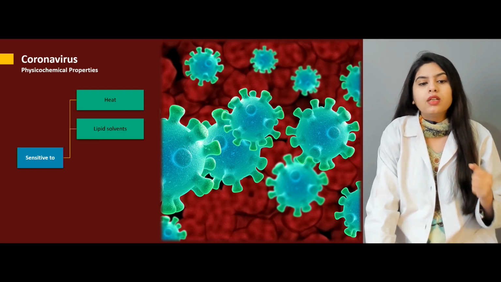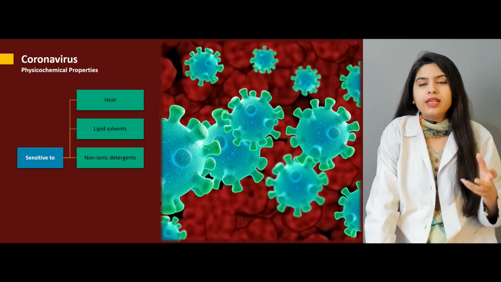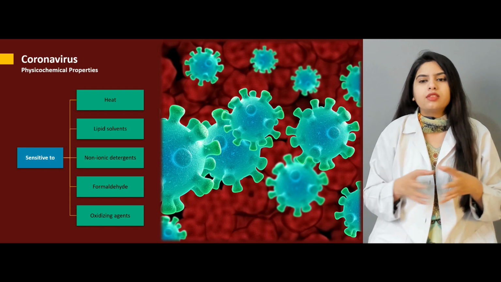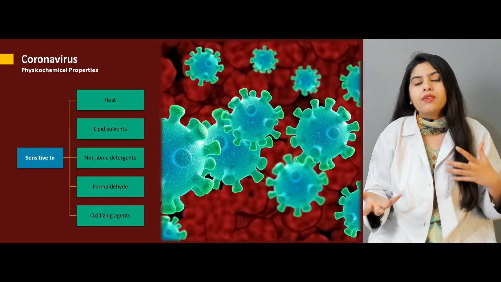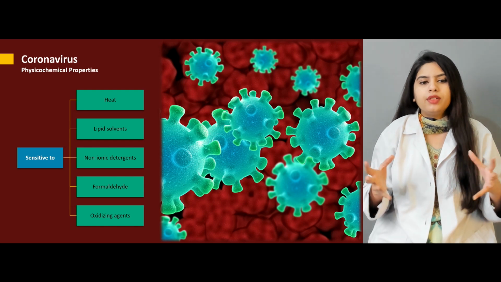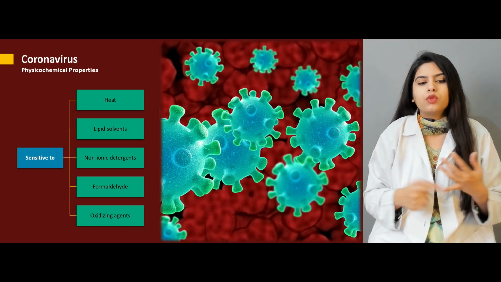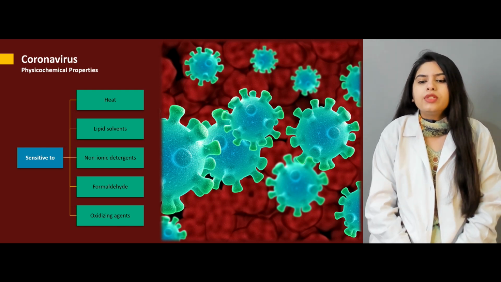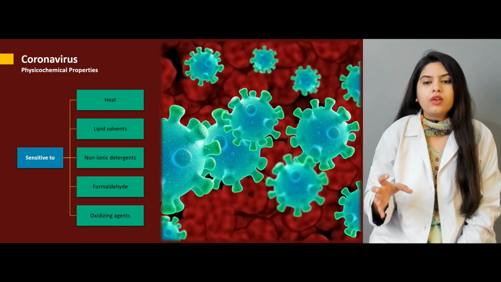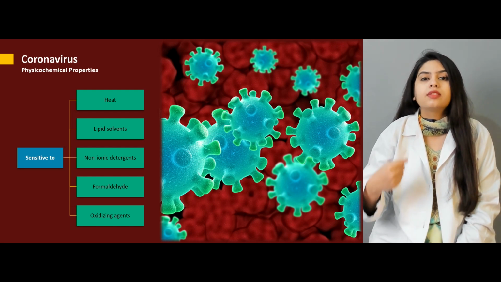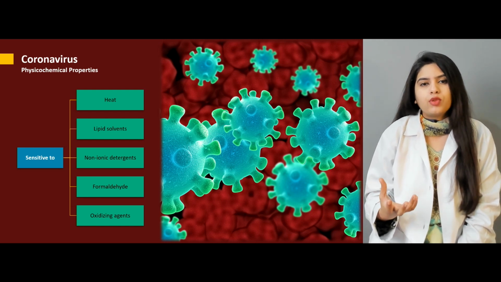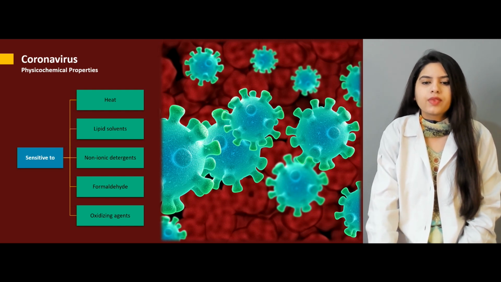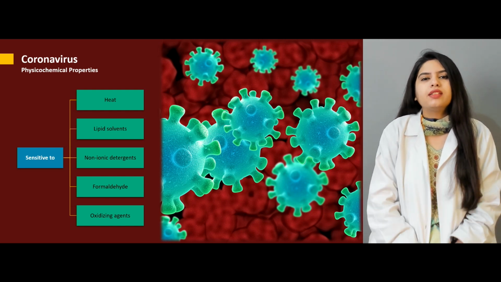Then it is sensitive to lipid solvents, non-ionic detergents, formaldehyde, and oxidizing agents. The coronavirus is sensitive to all of these things. It may become inactive whenever there is an environment of heat, or non-ionic detergents or oxidizing agents are present. All of these things will disturb the activity or the replication process of the coronavirus. So these are some properties that make the coronavirus different.